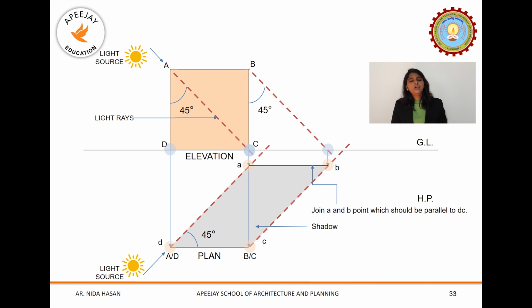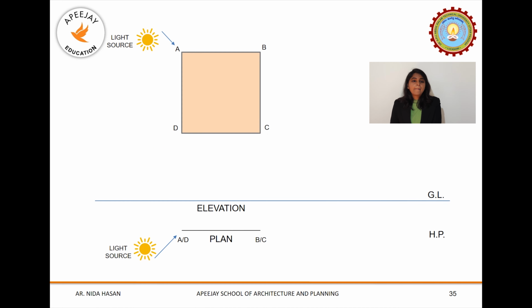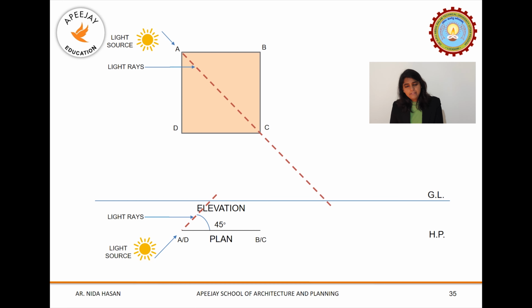Now what if we shift the object towards the vertical plane such that the distance from the vertical plane is 2 cm. So now the shadow will be seen in elevation. Let's start with plan. Draw a light ray at 45 degrees from point A and extend it to the ground line. Now draw another light ray on point A in elevation at 45 degrees and extend it to the ground line. To find the shadow created by point A, we have to find the intersection point of the light ray of elevation and the light ray of plan.